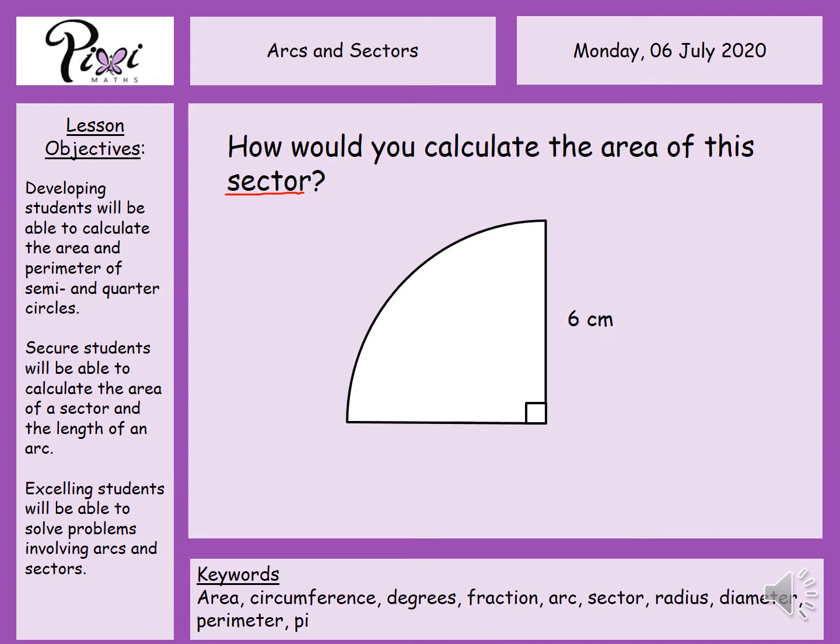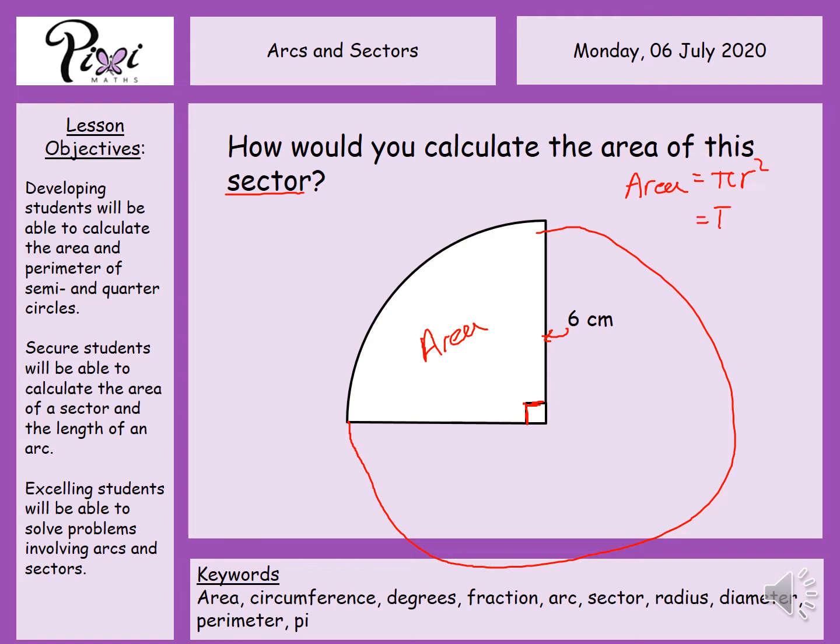So we're told the radius here is 6 centimetres. We're told that this is a 90-degree angle. How would we work out the area of this shape? Well, while we don't know how to work out the area of a sector yet, we can work out the area of the full shape. So if we had a full circle, the area would be pi r squared. So we'd do pi times 6 squared, which would be 36 pi. So that's the area for the full circle.